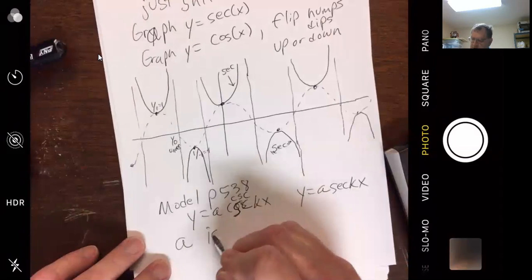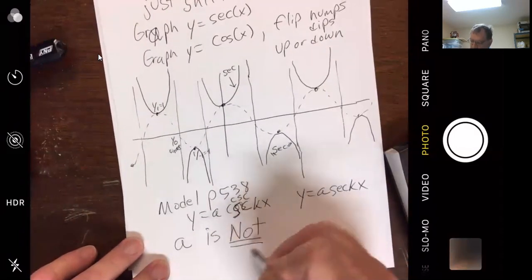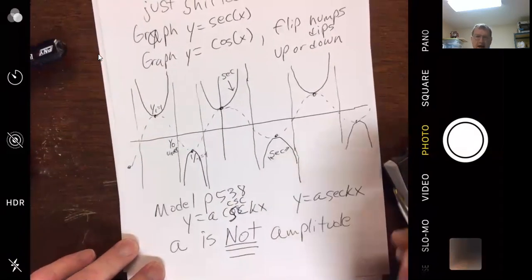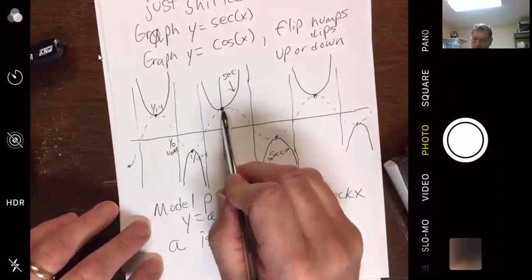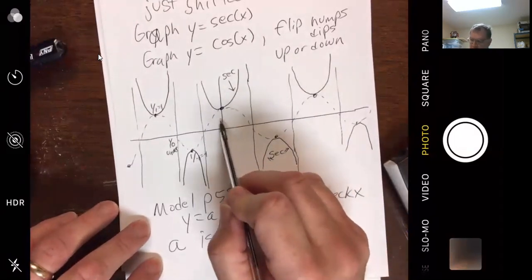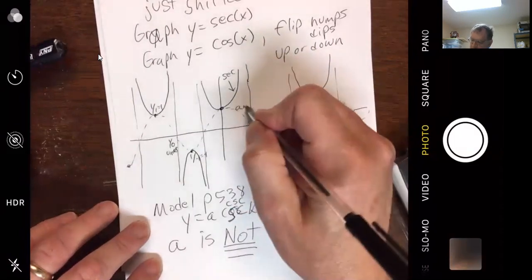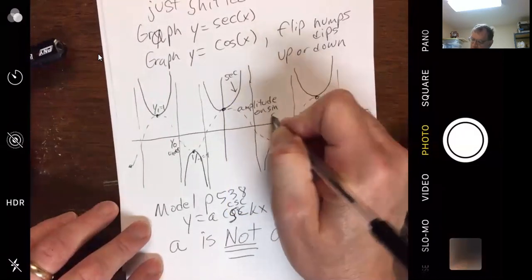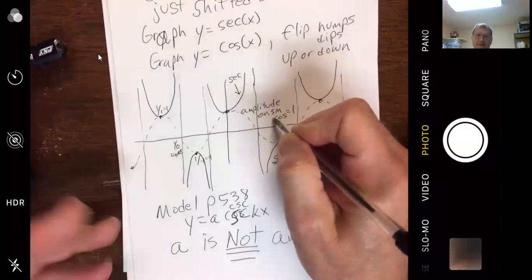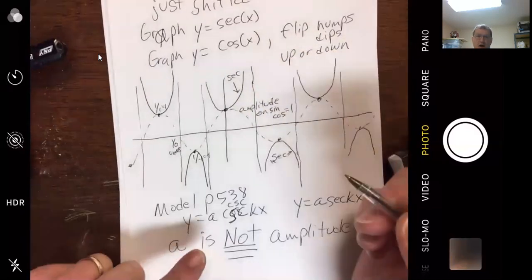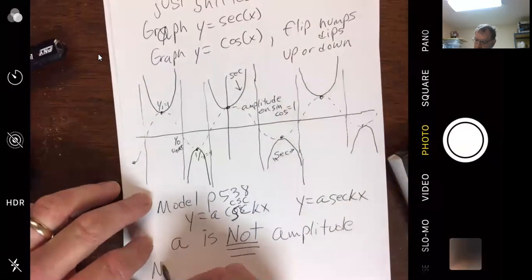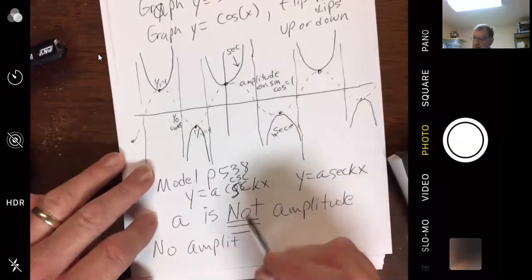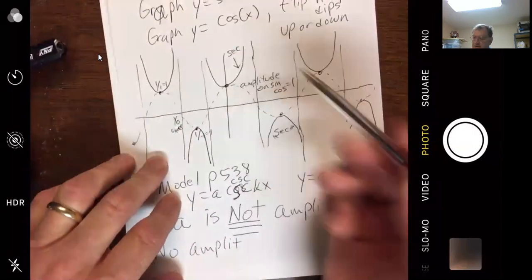A is not amplitude. Amplitude implies a hard limit, and that applies to sine and cosine. The amplitude on sine and cosine was equal to 1. It's the front coefficient, or the A value, if it was different from 1. On secant and cosecant, no amplitude. It's just a front coefficient. It basically controls how wide or narrow the graph is. That's it.